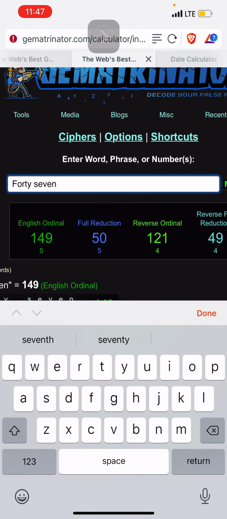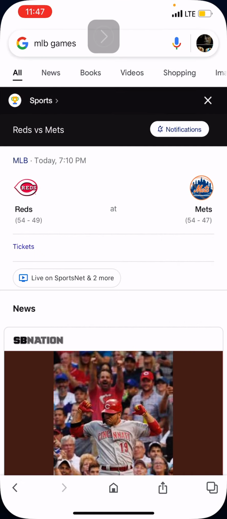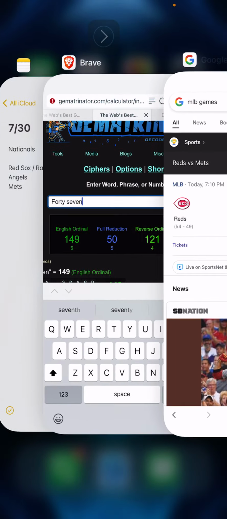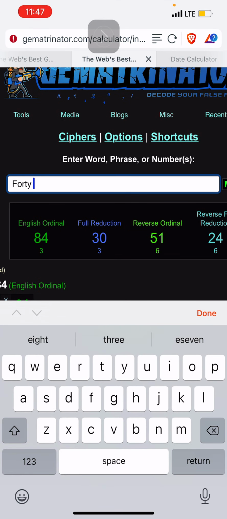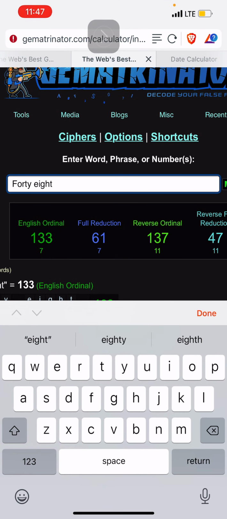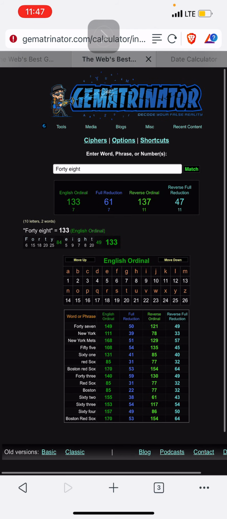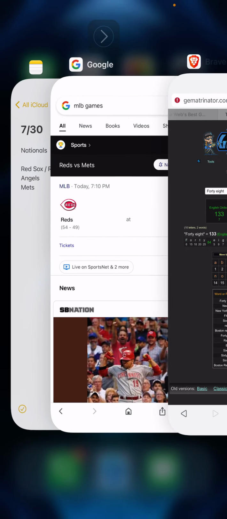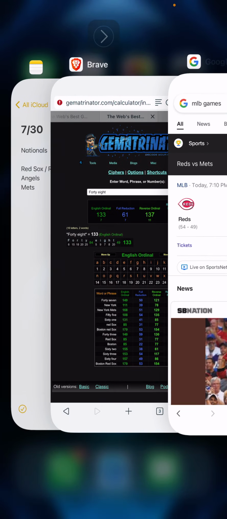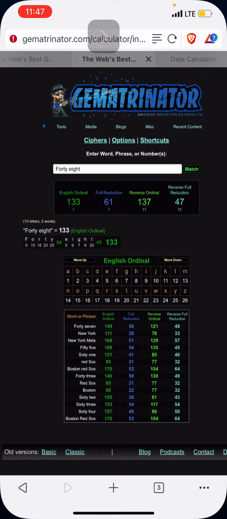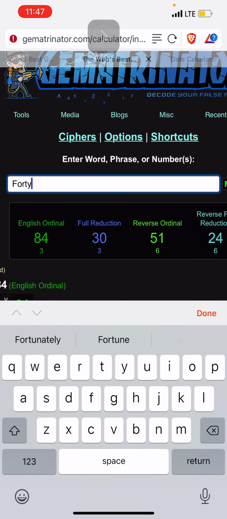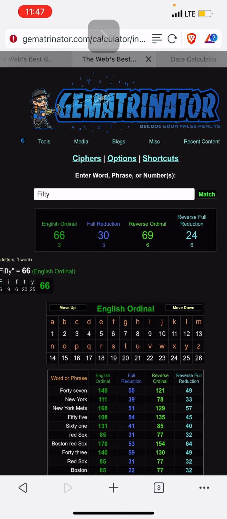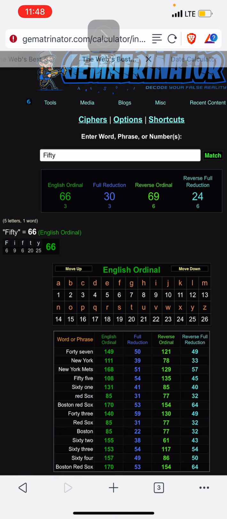I know it sounds crazy, right? But spell out 48, because they could lose. 48 equals 47, which isn't a real big deal. Let's see what 50 equals. The Reds can pick up their 50th loss. 50: 66, 24. So there's nothing really here.